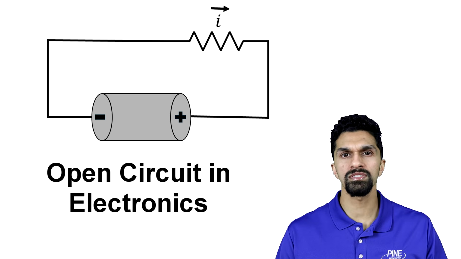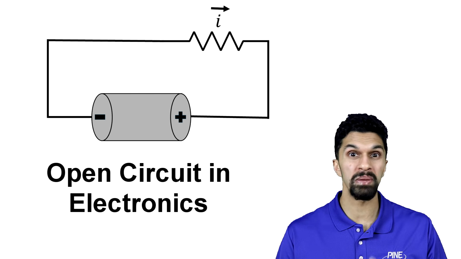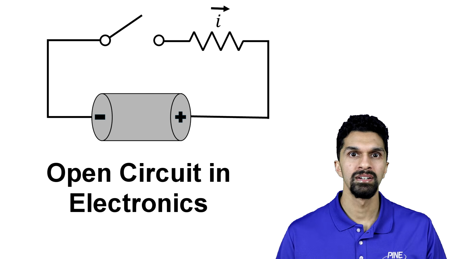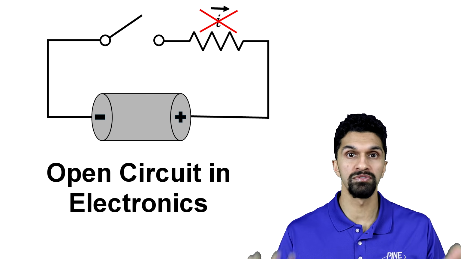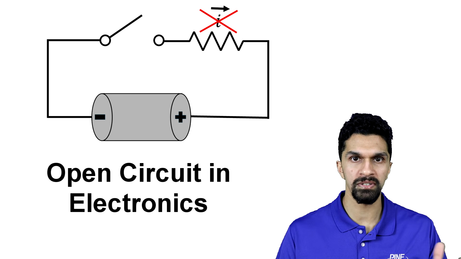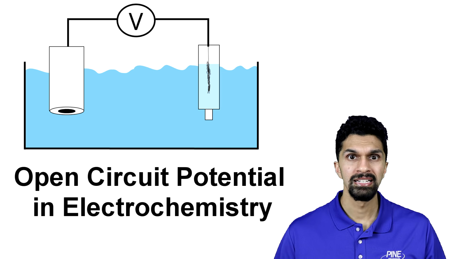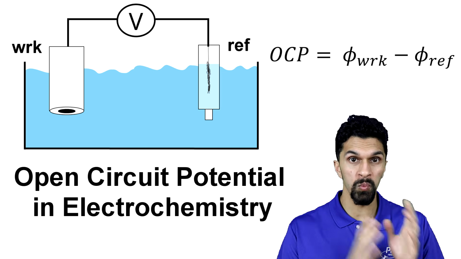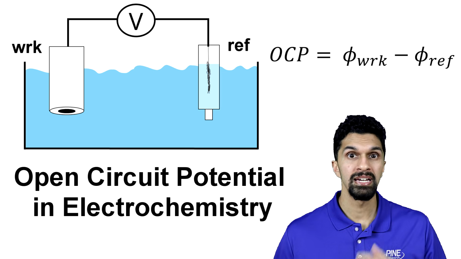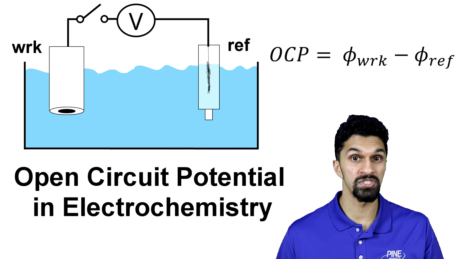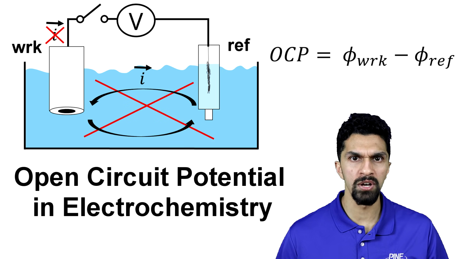In electronics, the open circuit refers to a break in the electrical path such that no current flows. There's an opening in the circuit. In electrochemistry, the open circuit potential is the potential difference between the working and reference electrode at open circuit, which is to say when no current flows through your electrochemical cell.